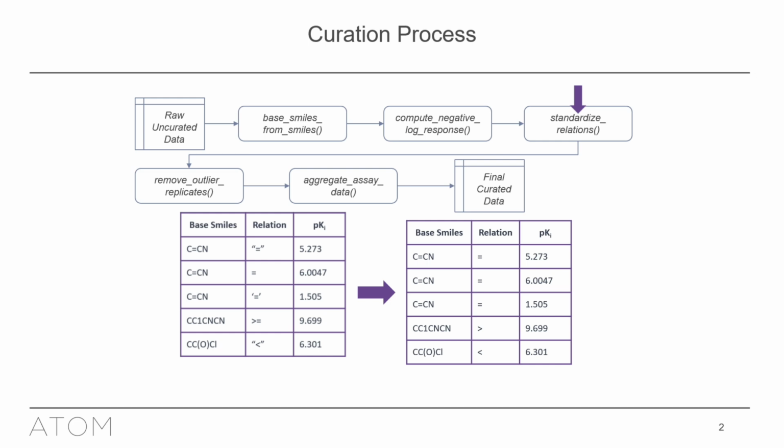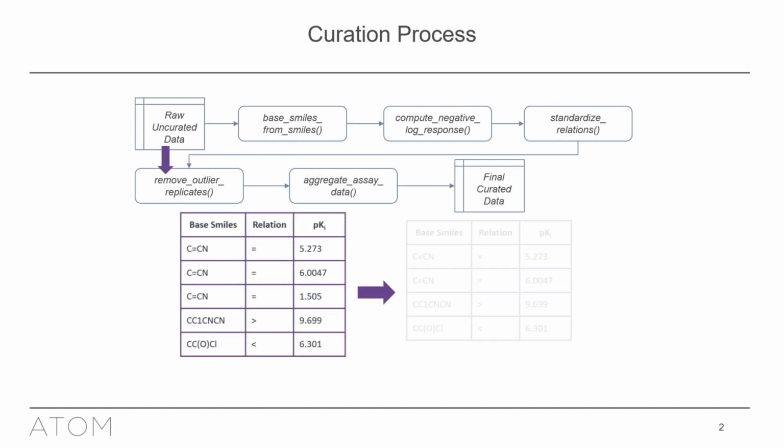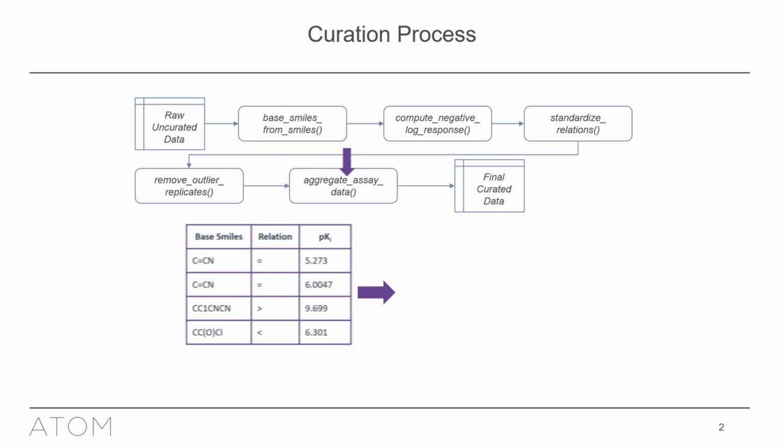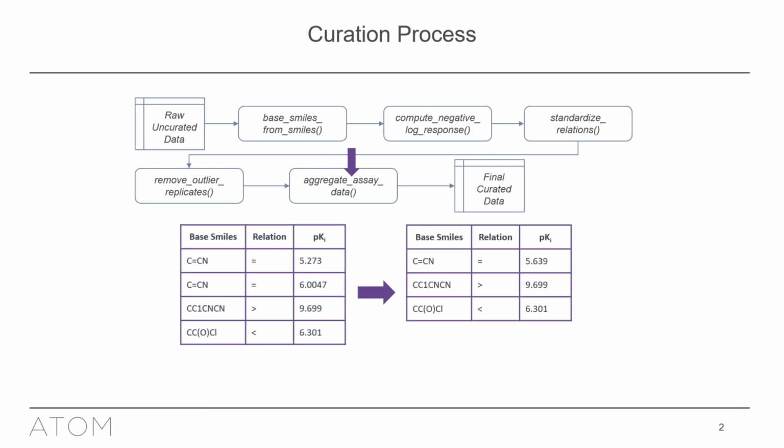As with any data set, there are always outliers that must be removed, and so to address this, we employ remove_outlier_replicates, which identifies any compounds in the data set that have multiple entries, and if they do, it ensures that if any of them are outliers, they are removed from the dataset. In our case, the pKi of 1.505 is drastically different than the others, and thus it will get kicked out of our dataset.